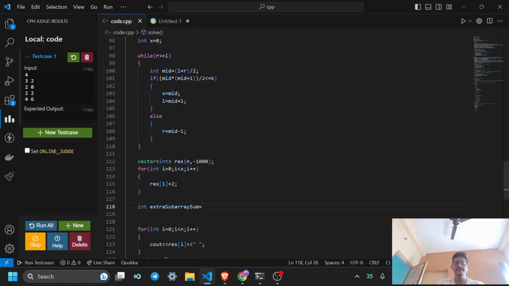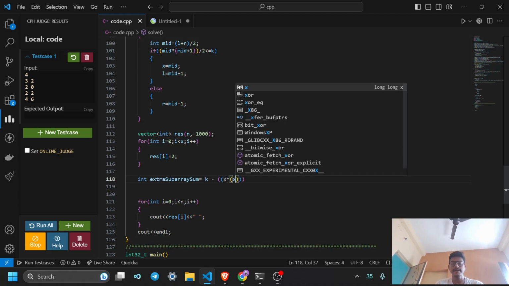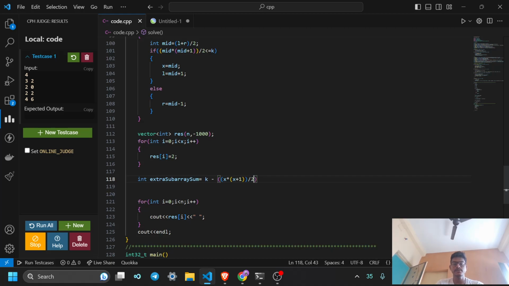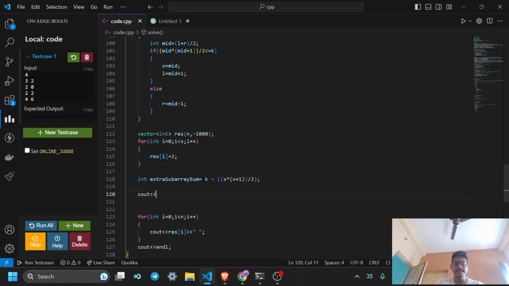So what will be my number of extra subarray sums? That will be the total subarray sum that I need, which is k, minus what I have already taken, which is x multiplied by x plus 1 divided by 2, right? Is this understandable, how many extra subarray sums I need? So let's print it out and check whether I am right or wrong.